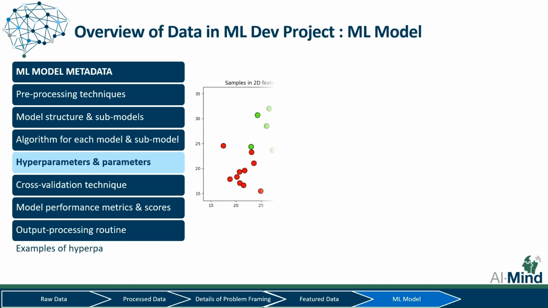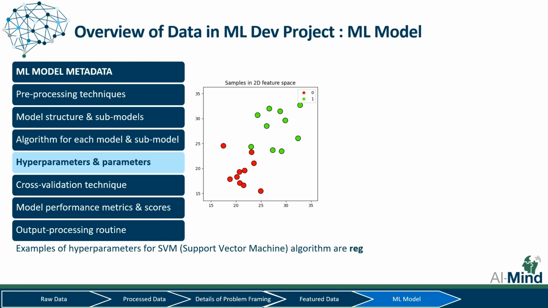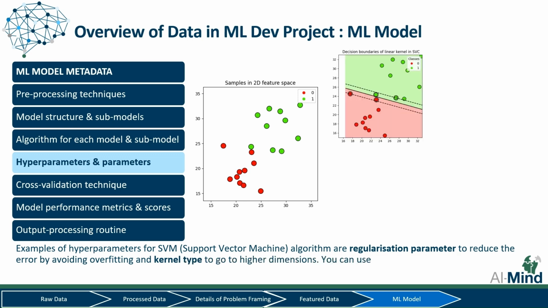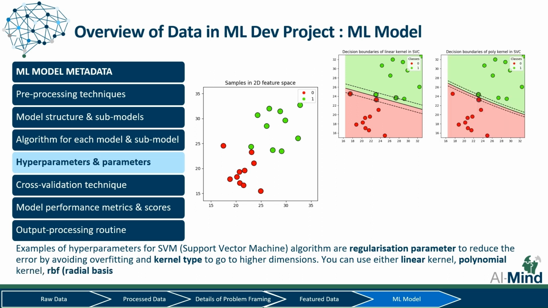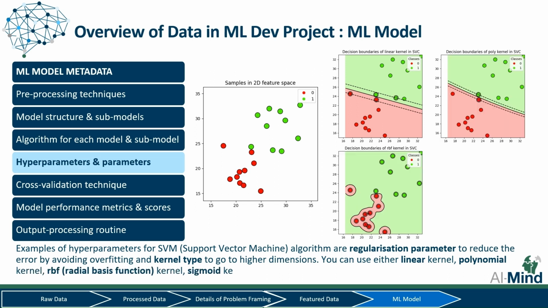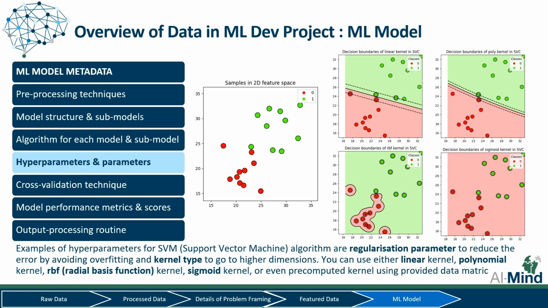Examples of hyperparameters for the SVM, support vector machine, algorithm are the regularization parameter to reduce the error by avoiding overfitting, and kernel type to go to higher dimensions. You can use either linear kernel, polynomial kernel, RBF, radial basis function kernel, sigmoid kernel, or even a pre-computed kernel using provided data matrices.